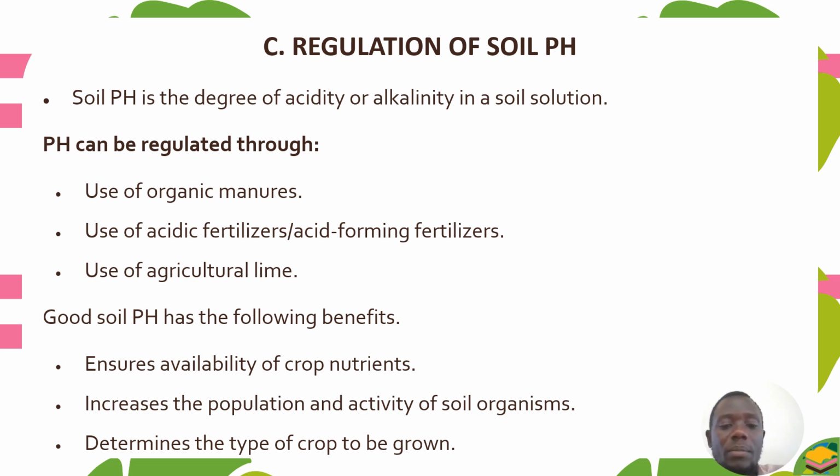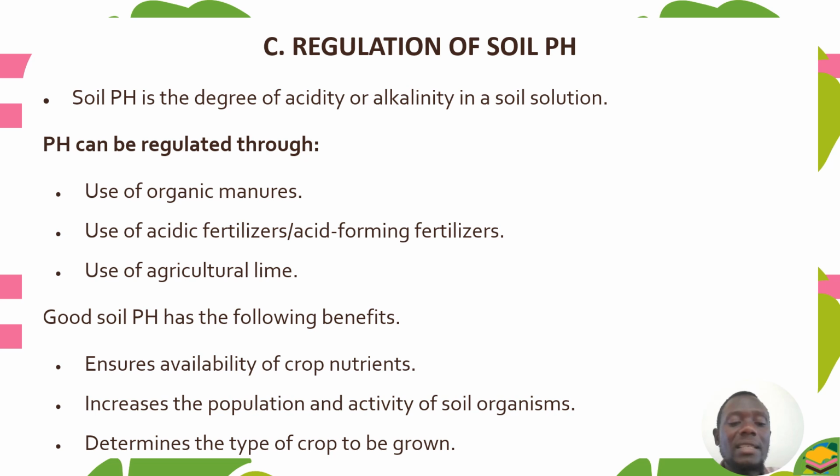It ensures availability of crop nutrients. Some of the crop nutrients are available when the soil pH is good. If I've got more acid in the soil, some of the crop nutrients are not available. If the soil is basic, some of the crop nutrients are not available. But if I've got a good soil pH, which is neutral, it means you are ensuring availability of crop nutrients.